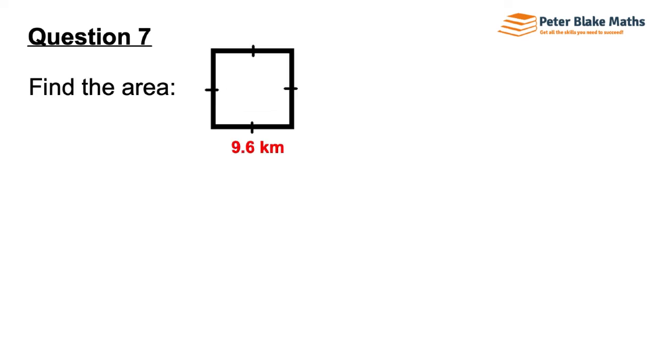Question 7. Find the area of a square here with a side length of 9.6 kilometers.